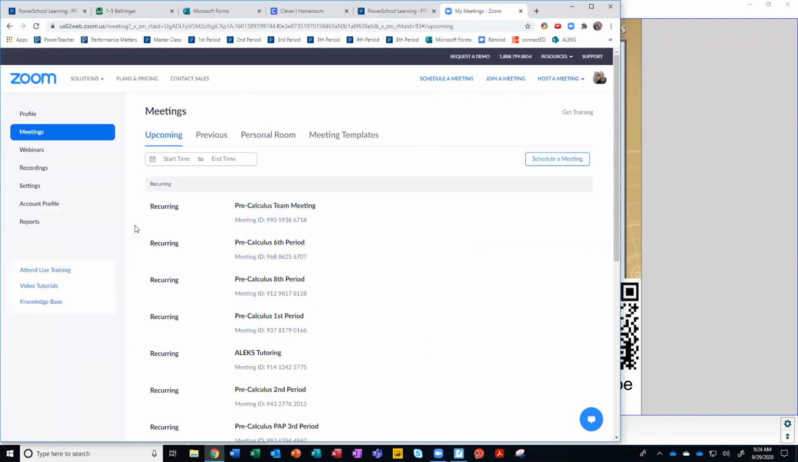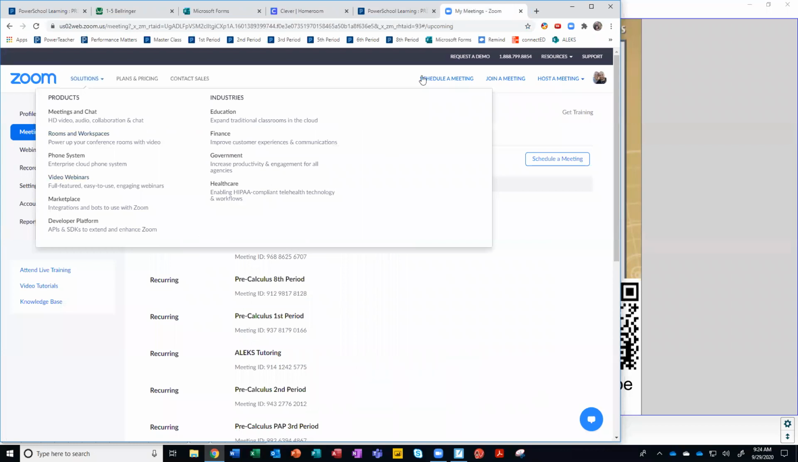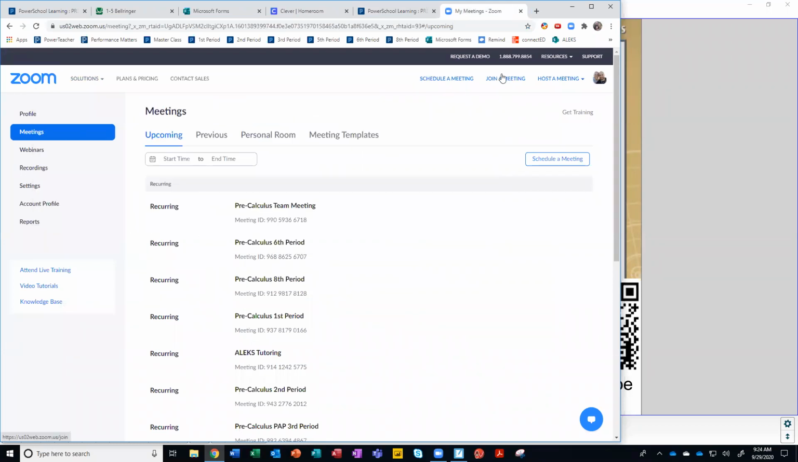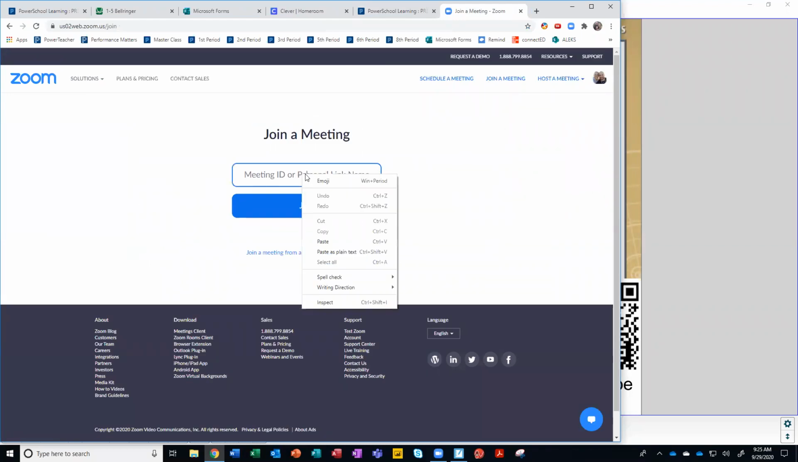When this loads on yours, you won't see these pre-cal meetings. These are my recurring. Yours is going to be blank there, but the rest of the page is going to look the same. Just go again to the top right and hit Join a Meeting. When you hit that Join a Meeting, this is where you paste that meeting ID, and when you log in through here through the browser, there shouldn't be any more issues.